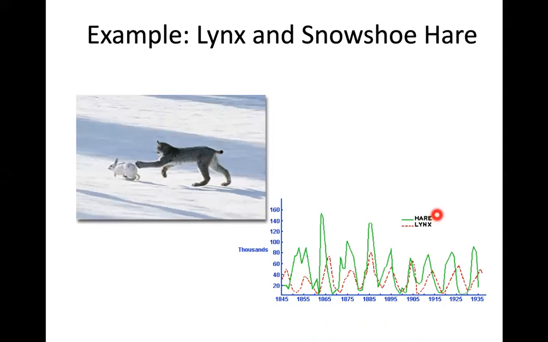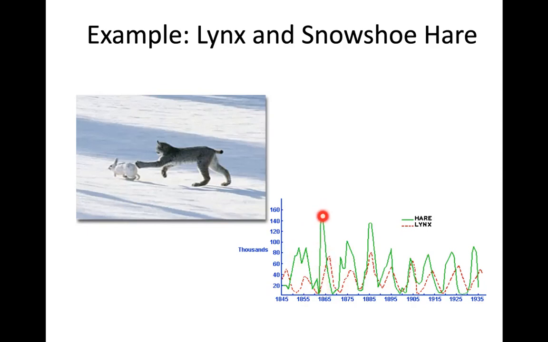The hare is in green and the lynx is in red. You can see here, if you have a spike in hare population, shortly after that, you will see a spike in lynx population. And when you see a decrease in hare population, you're going to see a decrease in lynx population. Same thing here the next year, or 5 years later, whatever. So you see there's a regular ebb and flow of the hare population, and it always coincides with the lynx population.